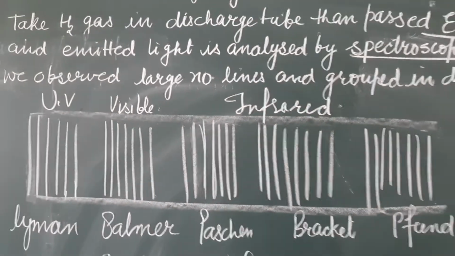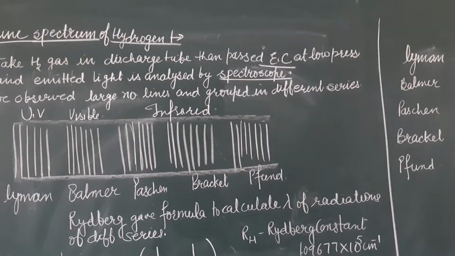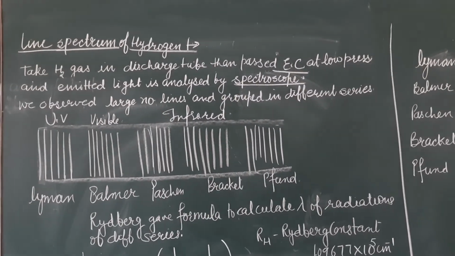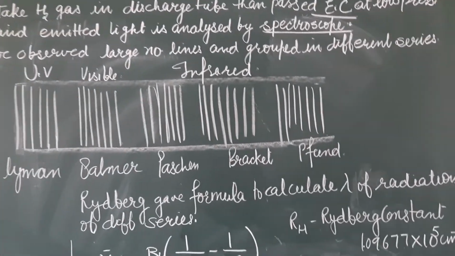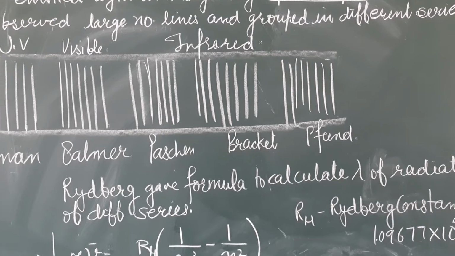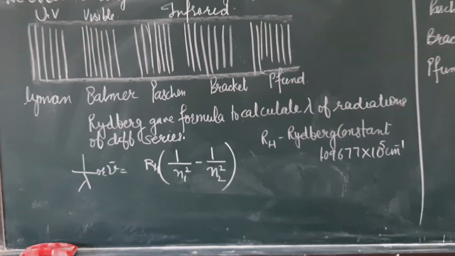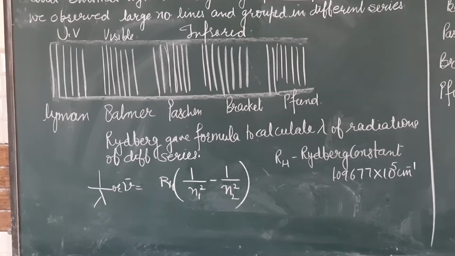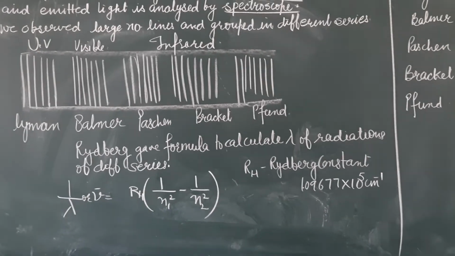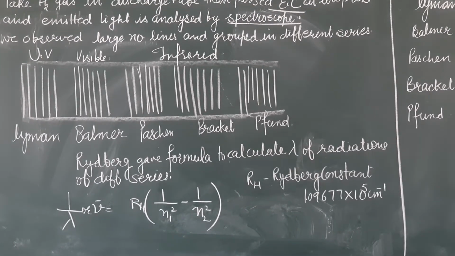So this is your line spectrum of hydrogen, in which only a single electron is present. It shows a large number of lines. All of you know, when you supply energy to hydrogen gas, then the hydrogen molecule first breaks into hydrogen atoms, and each hydrogen atom contains one electron.